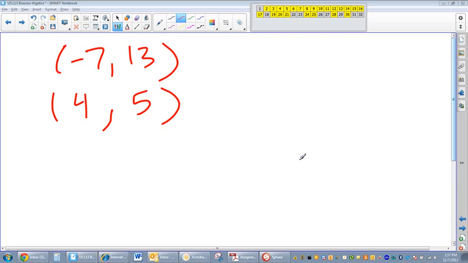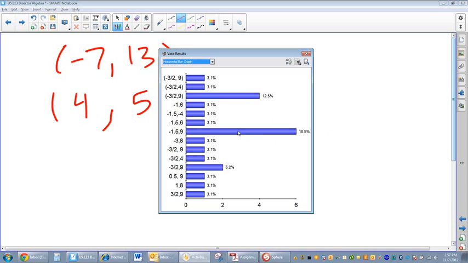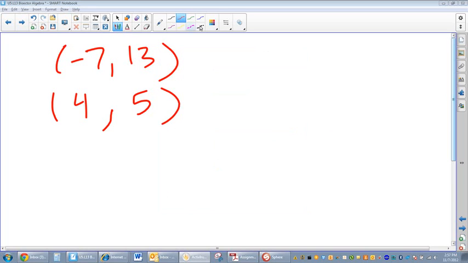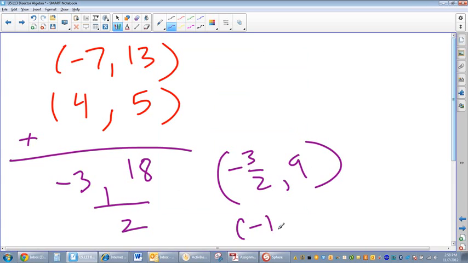Alright, so if you stacked, if you added, if you divided by 2, you either got negative 3 halves or negative 1.5, and 9. Definitely not perfect. Let's see here. If we add these, we get negative 3 comma 18. If we divide by 2, we get negative 3 halves comma 9, or negative 1.5 comma 9. You've got to remember to divide.